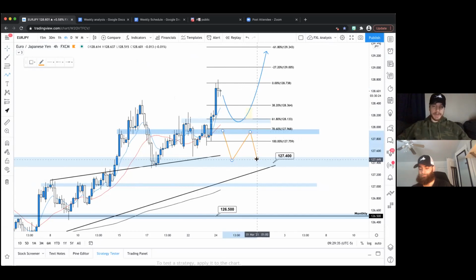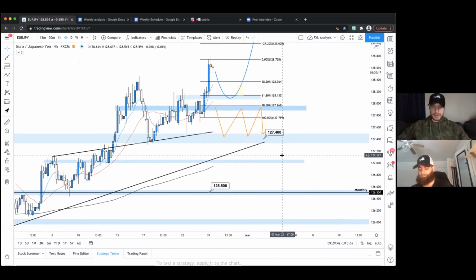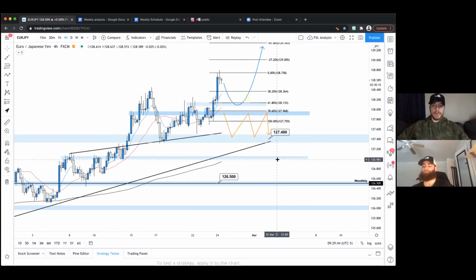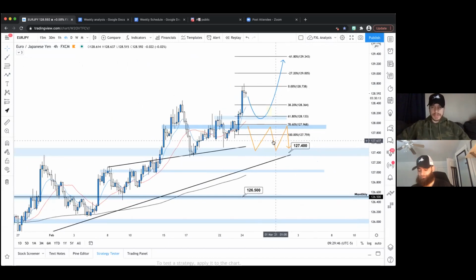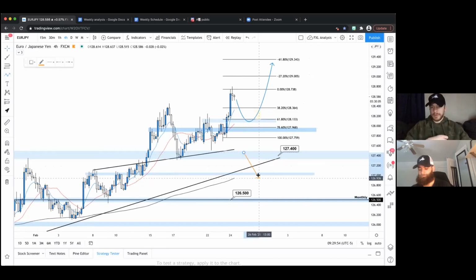This is not, if price action breaks into here, I'm not bearish on price action, because this is a consolidation area. I want to see a break back below 127.4. So this is of no interest to me, because if price action does that, it doesn't know what it's doing yet, and I'm not going to sit here trying to predict it. I'm just going to wait for some conviction.